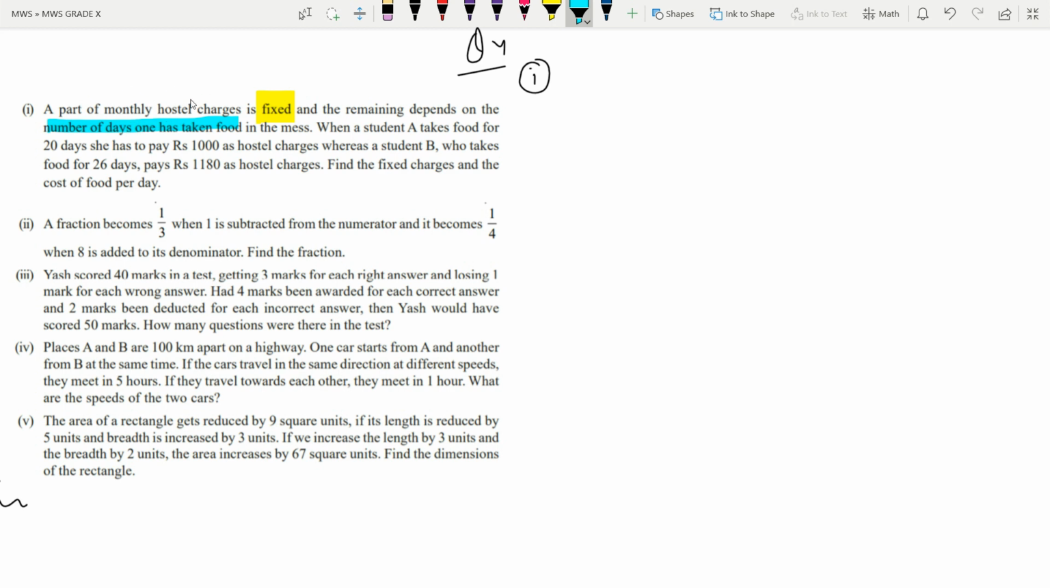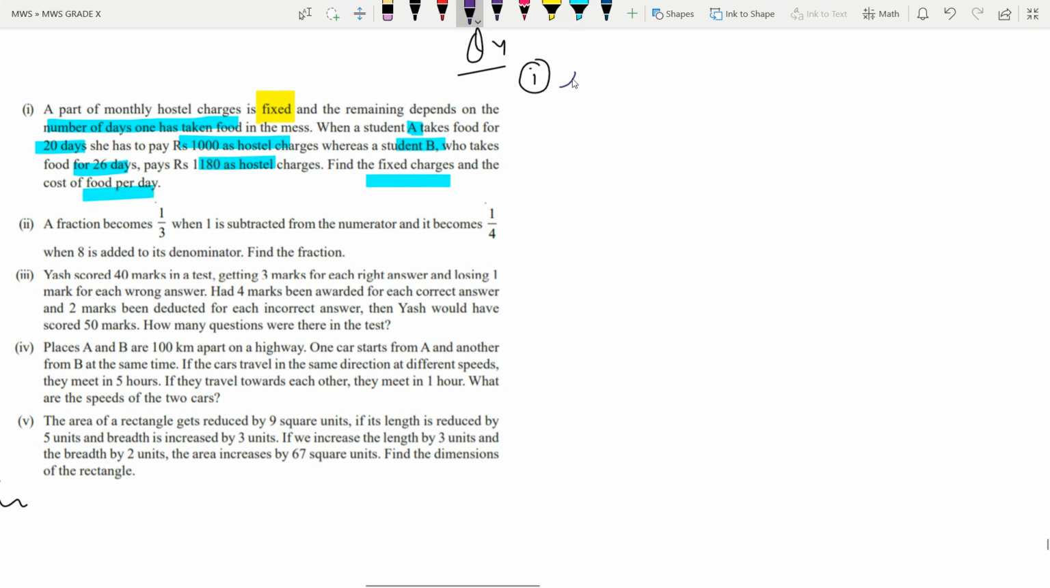So a monthly charge is fixed and the remaining charges depend on the number of days you have eaten food in the mess. So when a student A takes food for 20 days, he has to pay 1000 rupees in hostel charges. Whereas student B, who takes food for 26 days, has to pay 1180 rupees as hostel charges. Find the fixed charge and the cost of food per day.